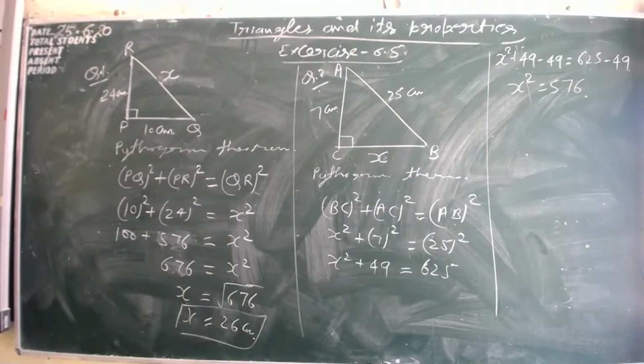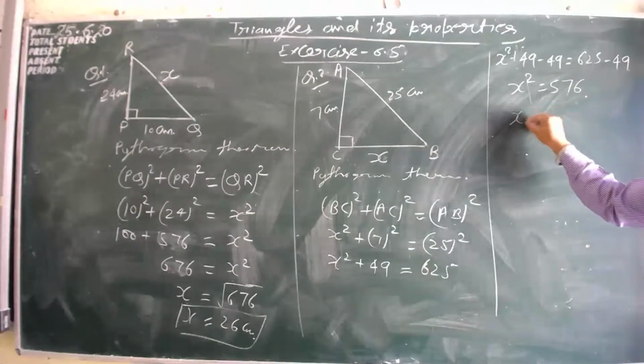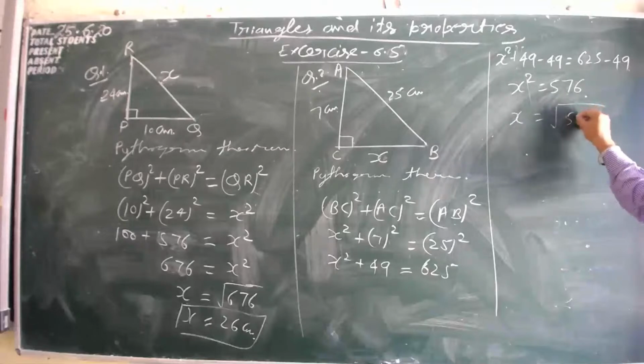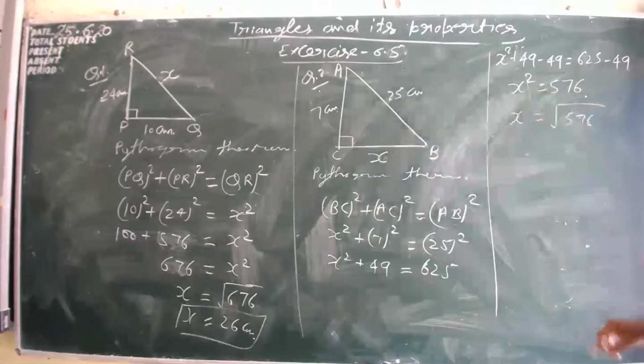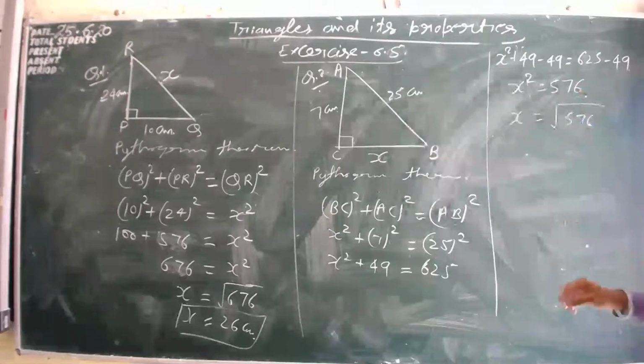576, and we have to take the square root of both sides. X square का square root होता है x और इसका square root होता है 576 का square root.